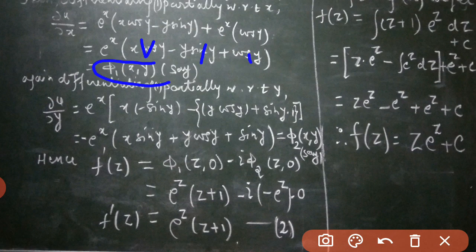So we are left with e to the power z, z plus 1, minus i. While substituting in phi 2 of z, 0, which is phi 2 of x, y, while putting y equals 0 we are left with 0, 0 and again 0, so into 0. So we have f dash z equal to e to the power z bracket z plus 1. Let's put this as equation number 2.